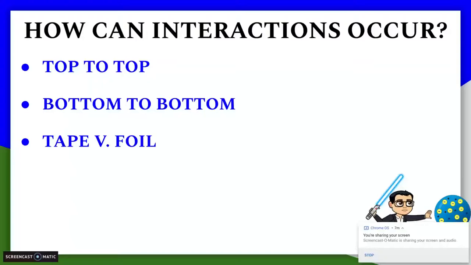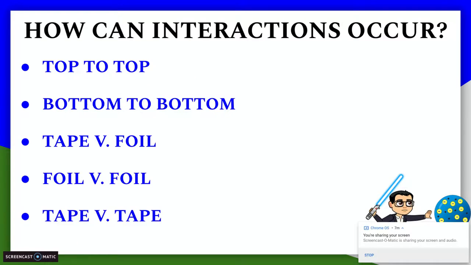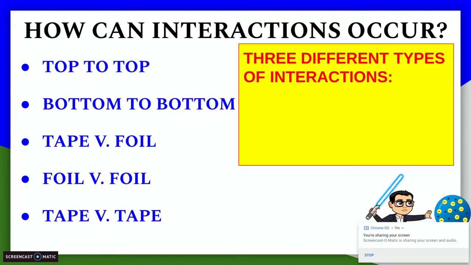Tape versus foil. So I could see how the tape interacts with foil. I could see how foil interacts with foil. I could see how tape interacts with tape. And I can also get paper interacting with paper. It's not written here, but paper interacting with paper.